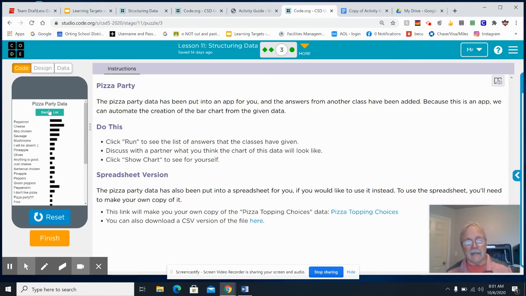The pizza party data has also been put into a spreadsheet for you. If you'd like to use it instead, you'll need to make your own copy of it. This link will make your own copy of the pizza topping choices data, and you can go ahead and click on those and take a look at those if you would like to do that. All right, so let's move on to bubble number 3.